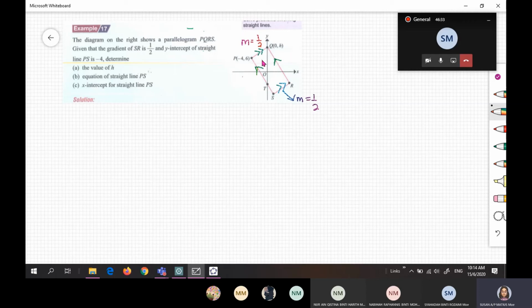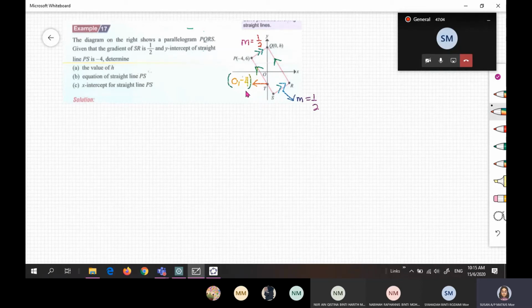Okay, and the y-intercept of straight line PS. So you have straight line PS, and they have given us the y-intercept is -4. So where is -4? T should be -4 because T is the point that crosses the y-intercept. So the coordinate of T is (0, -4).